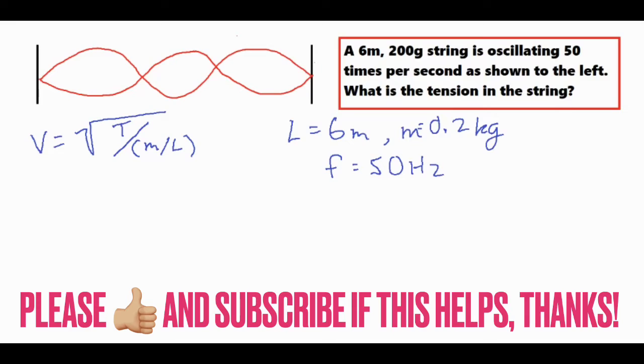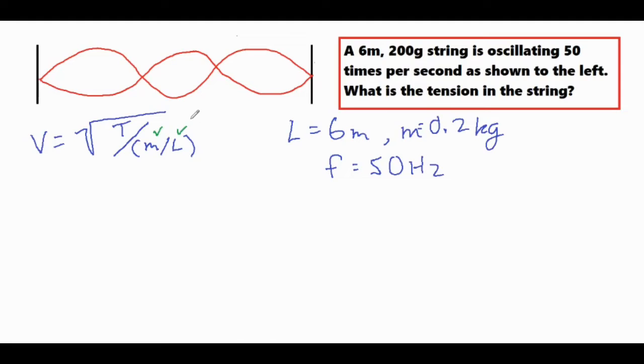So if we take a look at what variables we do know, we know the mass and we know the length. All we need is the velocity, and then we're good to go to algebraically solve for the force of tension. Now, in order to solve for the velocity, we aren't directly given it, so we're going to have to use our wave formula, which is velocity equals frequency times wavelength. Now, we know the frequency is 50 hertz, so if we get the wavelength, then we're good to go to complete this step and then slide the velocity up into our initial formula.